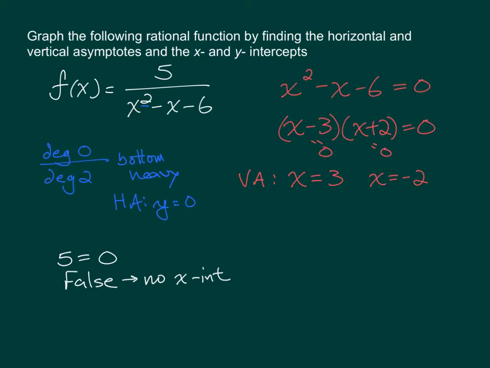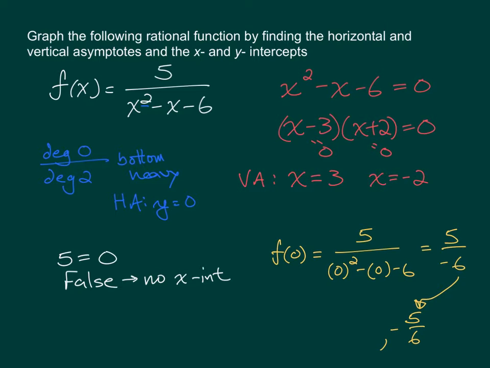In order to find the y-intercept, you just need to evaluate the function at 0. So that gives us 5 over 0 squared minus 0 minus 6, which is 5 over negative 6. And again, since we're finding the y-intercept, this will be our y-coordinate. So negative 5 over 6 with a 0 x-coordinate is the y-intercept for this function.